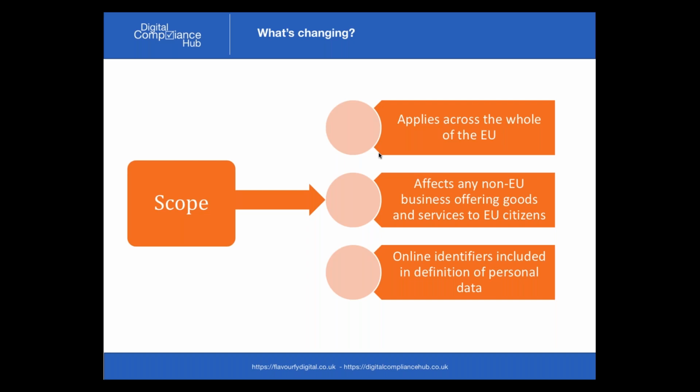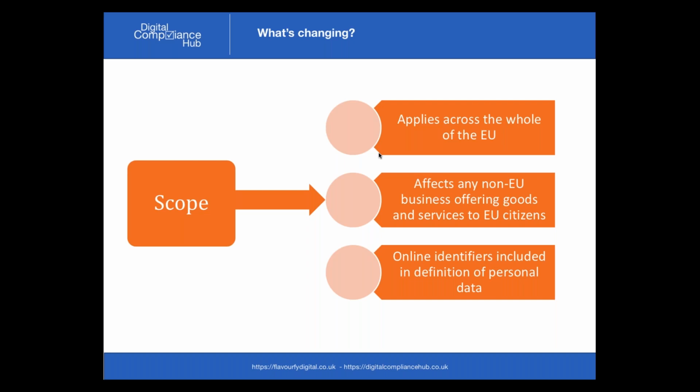So GDPR applies across all member states and replaces all member states' equivalent laws, including the UK's Data Protection Act 1998. It also impacts on businesses outside the EU who are selling services or goods aimed at EU citizens, and there's a few checks and balances that would be in place to determine whether that's happening. But what it means is if you're targeting European citizens outside of Europe, GDPR still applies to your processing of their data for that purpose.